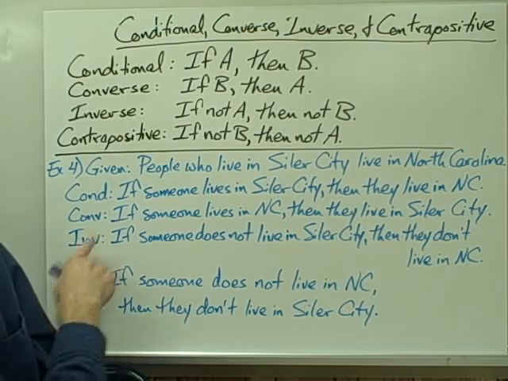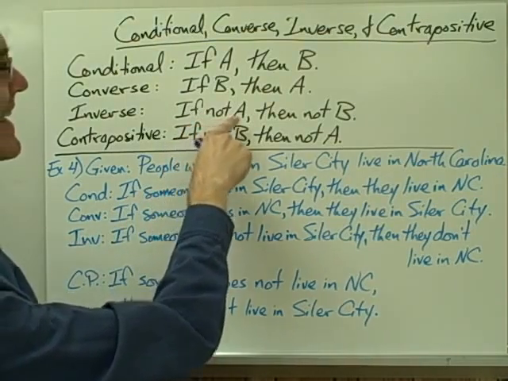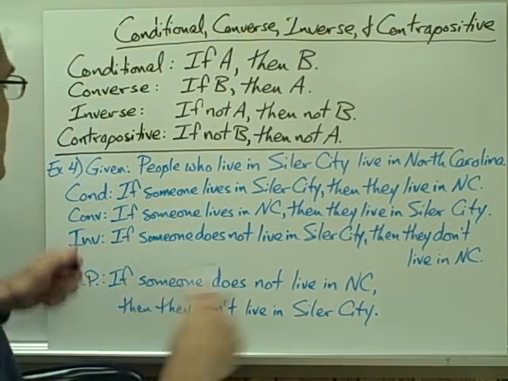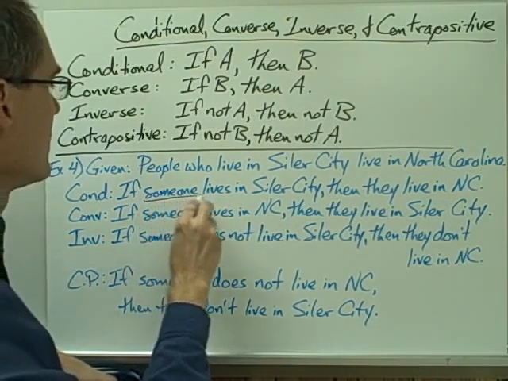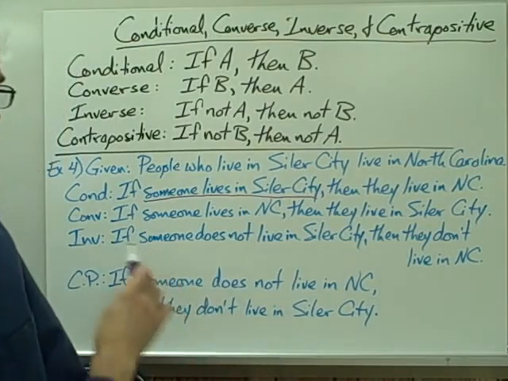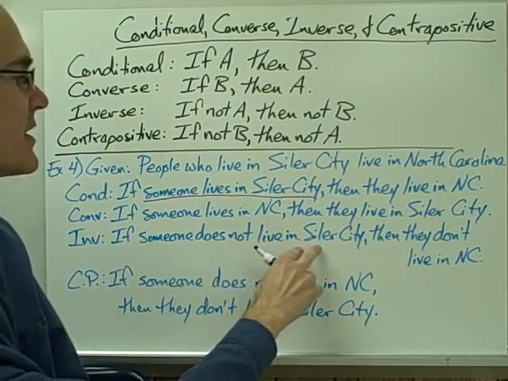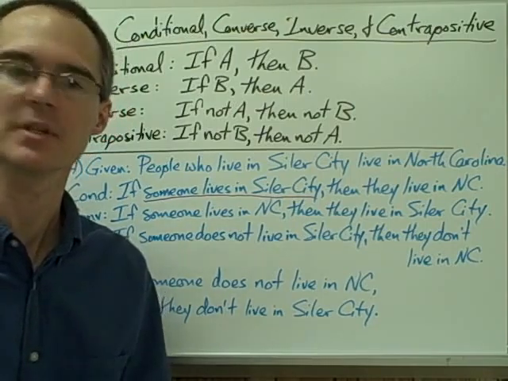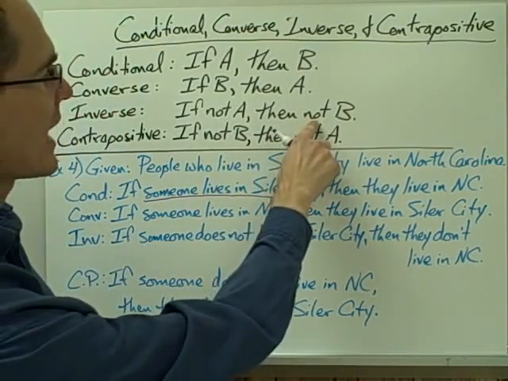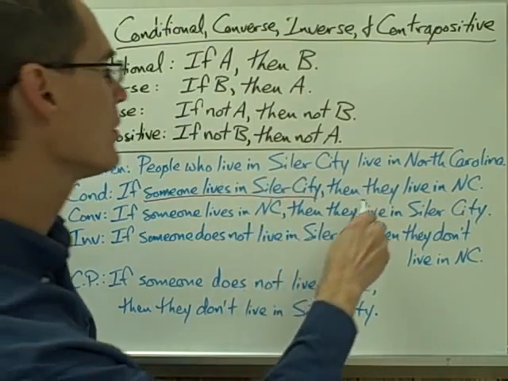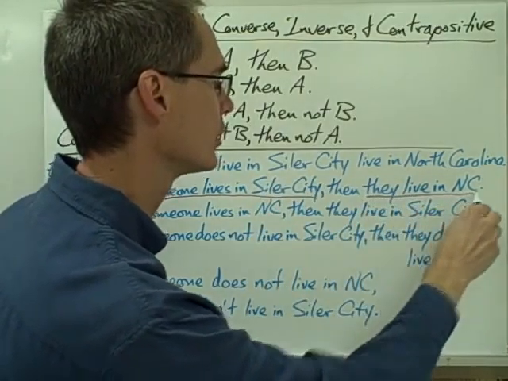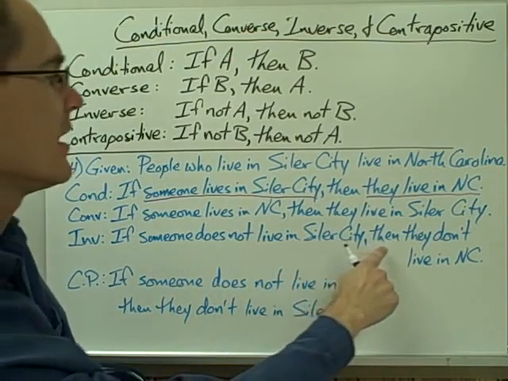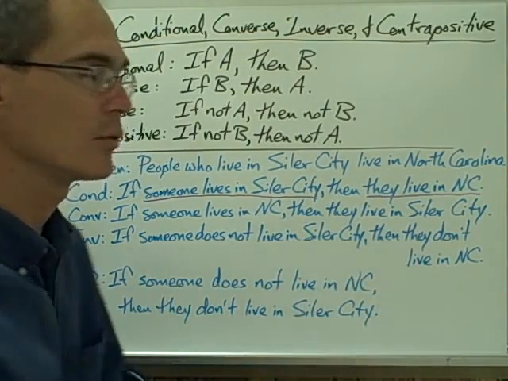If we want to write the inverse, we first take the negation of our original hypothesis. Our original hypothesis, someone lives in Siler City, becomes: if someone does not live in Siler City. That is the negation of the hypothesis, the opposite of the hypothesis. Then we take the negation of our original conclusion. So we have: if someone does not live in Siler City, then they do not live in North Carolina.